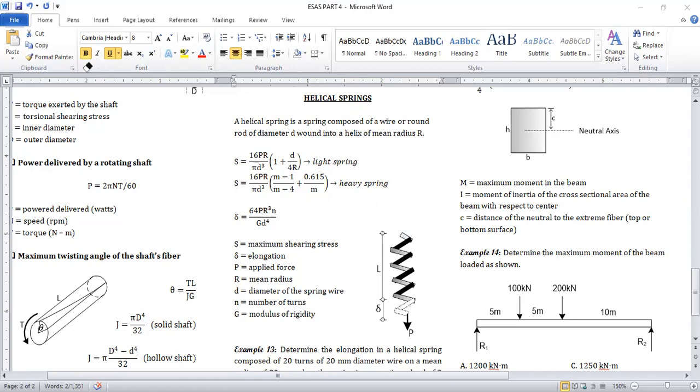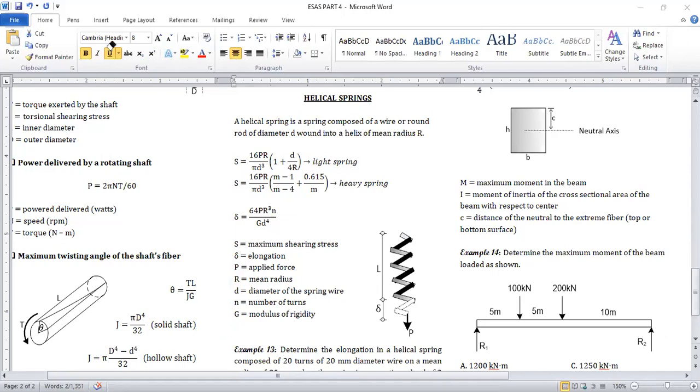And the elongation for a helical spring is given by this formula. Here is the representation of the variables: the shearing stress, elongation, applied force, mean radius of the spring, diameter of the wire, N stands for number of turns, and modulus of rigidity for the variable G.